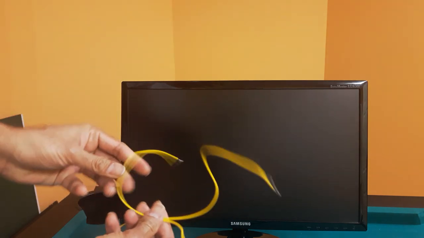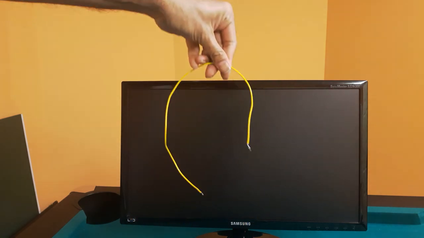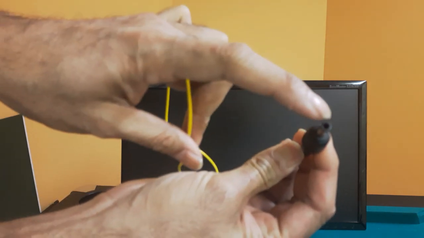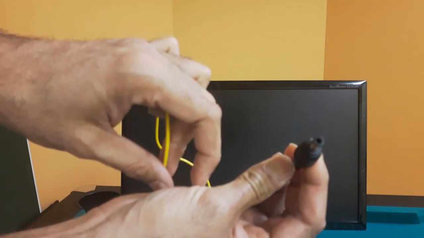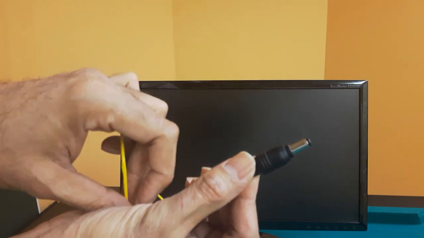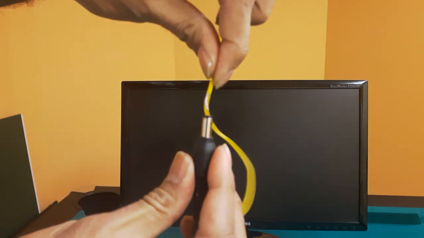Now this doesn't fit. So what I'm gonna try is, I got two pieces of wire. What I'm planning is to cut two pieces of wire like this, right? I'm gonna put the positive inside. Can you see? Right here, the center inside, that's the positive, and the outside wall is the neutral negative. So what I'm gonna do is try to put this one in.